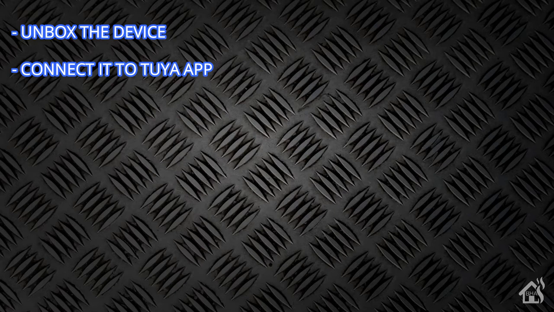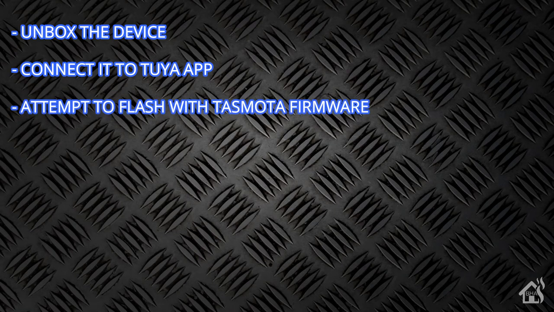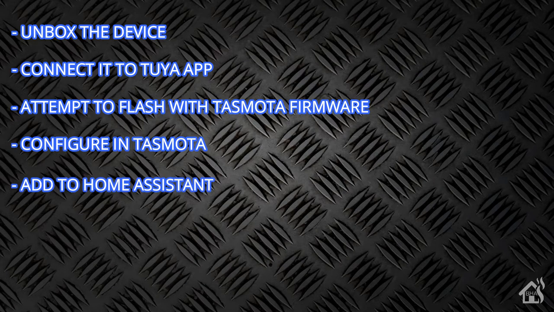Once we do that, of course, now comes the fun part. We are going to attempt to flash it with Tasmota custom firmware. You know me, I like to flash all of my Zemismart devices, get them off of that Tuya cloud and local in my house, and just control them from Home Assistant. Once we attempt to flash it, assuming that we can get it flashed, we're going to configure it with Tasmota. Once that's done, we'll add it into Home Assistant. And lastly, we'll show you what that looks like in action. Let's get started.